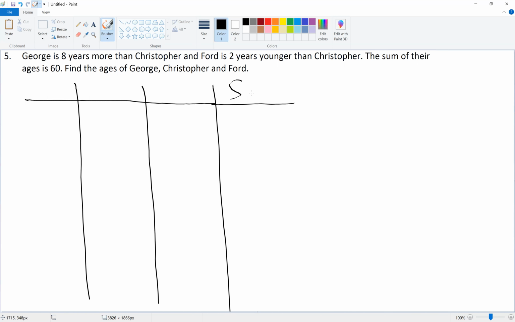First, I went with George, who had 20. I first split up 60 3 times. So then I put 20, 20, and 20. No, I don't want you to do that. Who is the youngest in this sentence? Ford. So if Ford is 1, what would be Christopher?